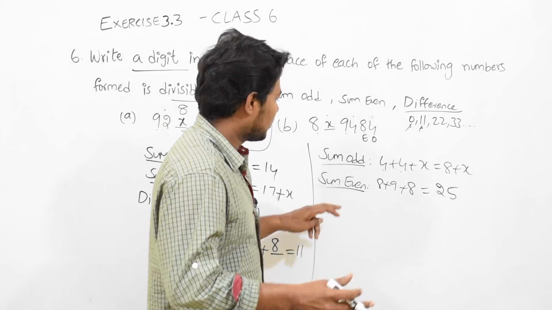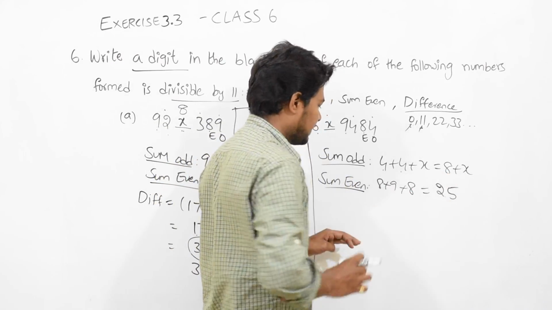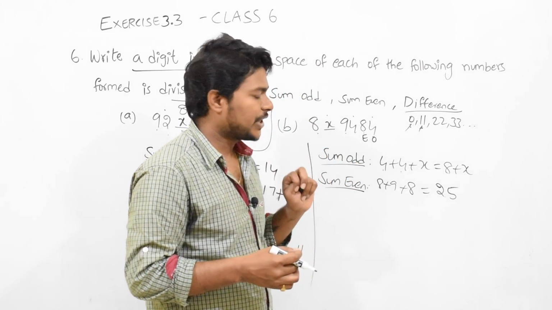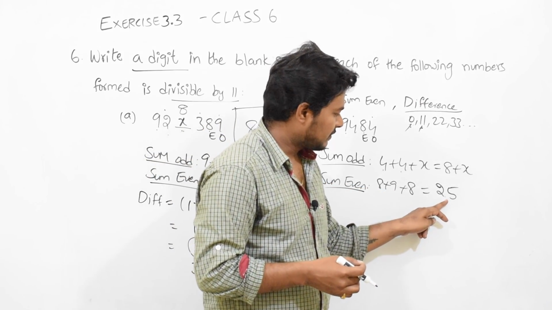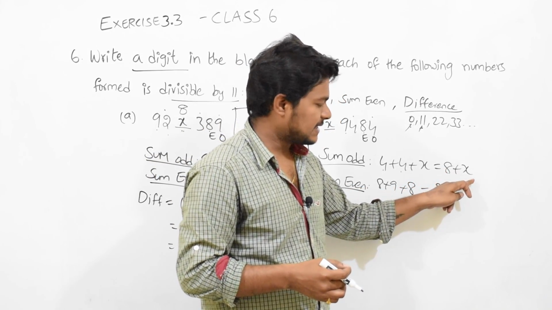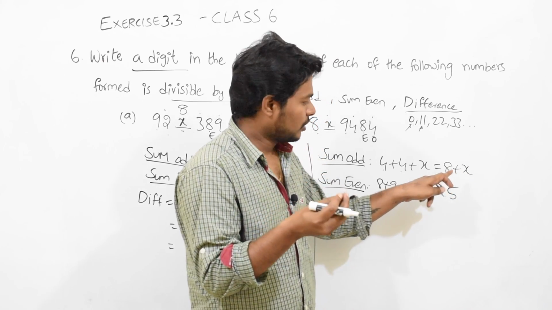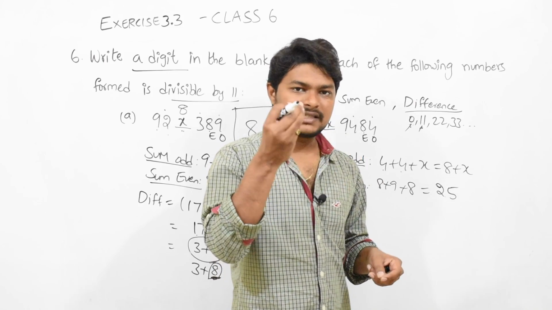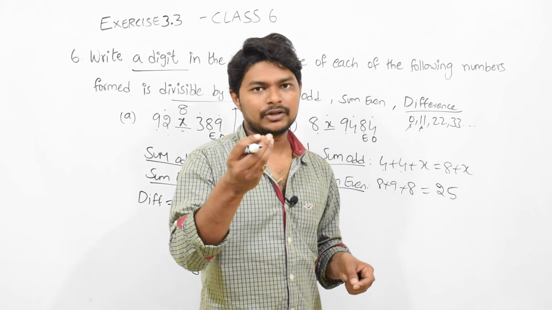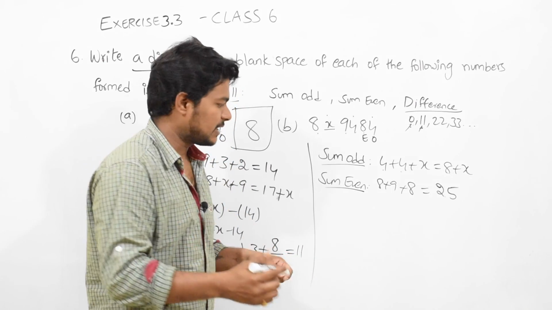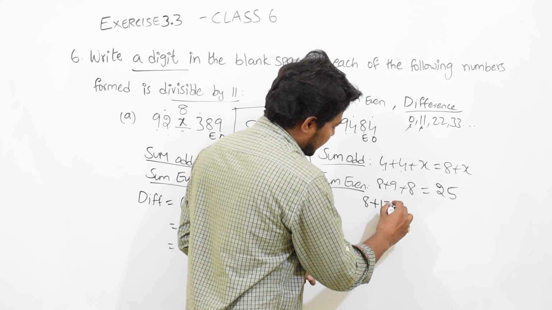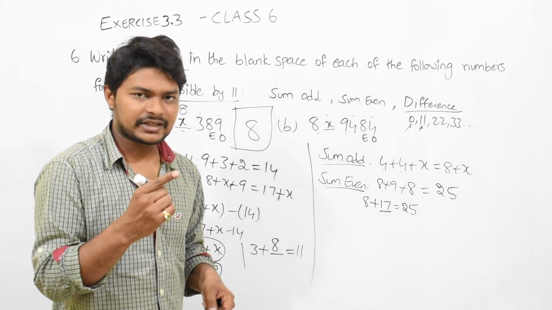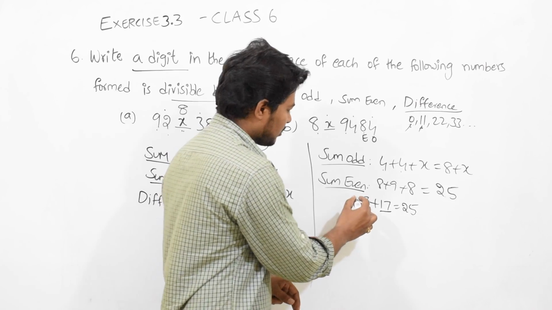Now we have found the sum of odd and the sum of even. First we need to check whether the sum of odd is equal to the sum of even. Here the sum of even is 25, and the sum of odd is 8 plus x. Now you check whether 8 plus x is equal to 25. 8 plus 17 will be equal to 25, right? But this 17 is not a single digit. They asked only for a digit, so this should be wrong.